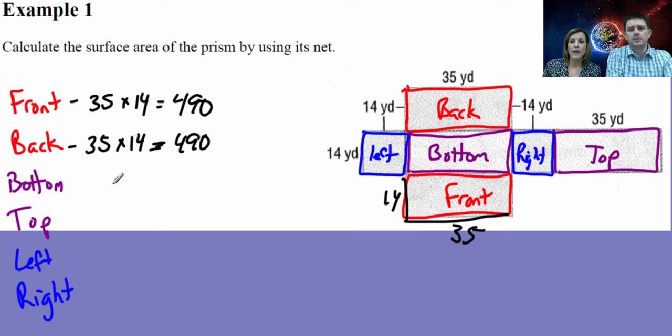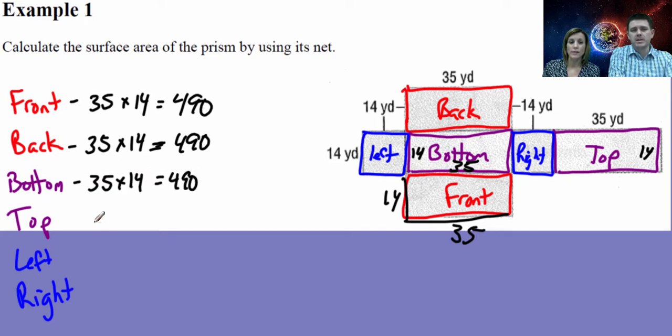The bottom is also parallel to the front and the back, so its measurements are the same. The 35 by 14 is the same. So here's our 14 over here, so it's the same thing here. Or you can also look at the top because we know that one's going to match. It's 35 on the long edge and 14. So we got another set of 35 by 14, which is again 490. Isn't it nice of us to give you something where you can use the same calculation?